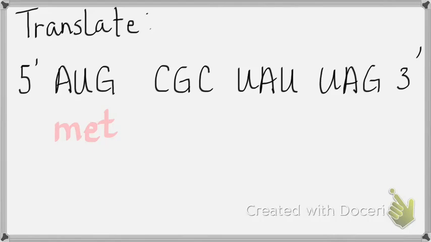Okay, how about CGC? What'd you get for that? That's good. Arginine. ARG, arginine. Okay, the third one is UAU. What'd you get for that one? Tyrosine. That's good. And then we're doing UAG. Perfect. Is everyone okay on that? Just refresh your memory on how to use the code. Good.